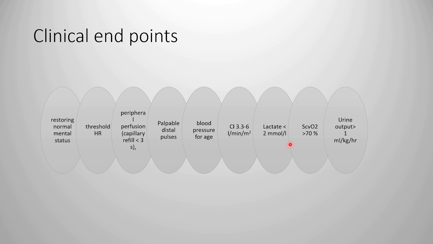And SCVO2 we will discuss in detail. It's basically the saturation of the central venous blood gas. It gives you the saturation of the venous side when blood comes back from the tissues, showing all of the oxygen which is coming back, and how much is the oxygen utilization by the body in various areas. Urine output we already discussed.